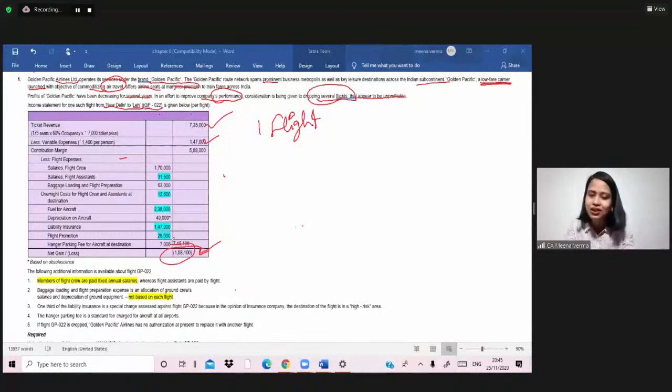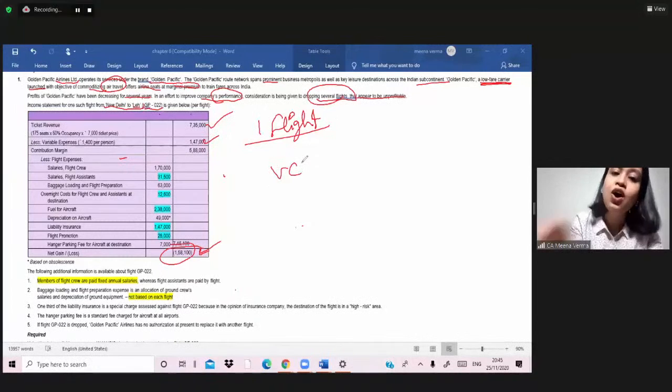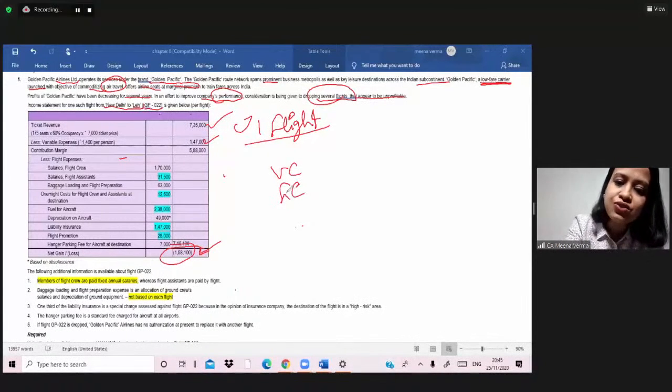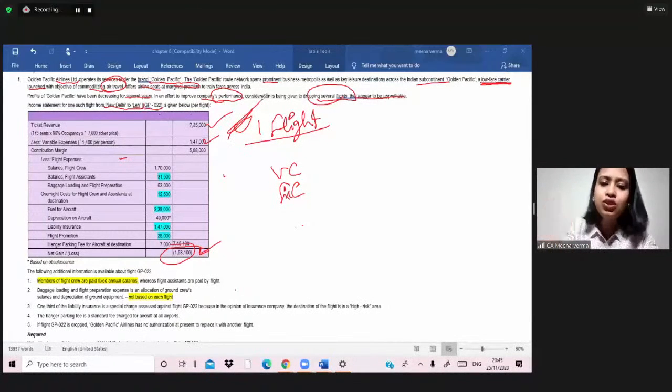You will not consider any irrelevant cost. Now, what are the relevant costs? For every flight, what are the relevant costs? We will consider here all the variable cost which is related to the flight and all the fixed cost which is related to this flight only. We will not consider the fixed cost of the entire organization.